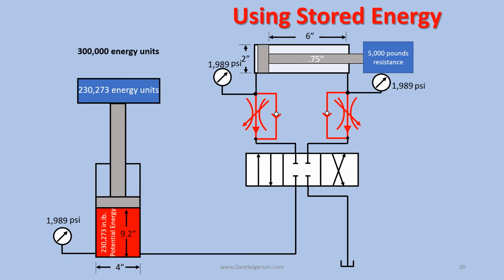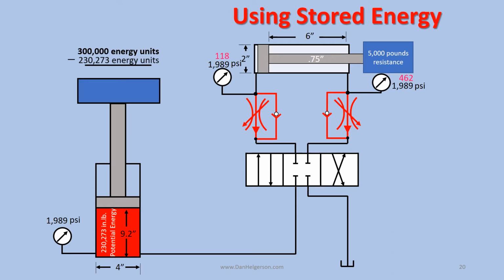Before we began to move the load, we had in storage 300,000 energy units in the hydraulic fluid. However, we had more pressure than we needed, and what we did is we used the power controls to add an additional 462 psi on the rod end and an additional 118 psi on the blind end to control our speed. So the net result is we were left with 230,273 energy units in storage.